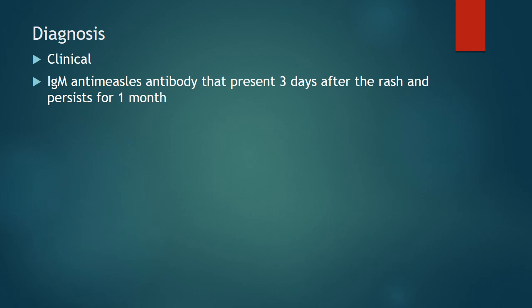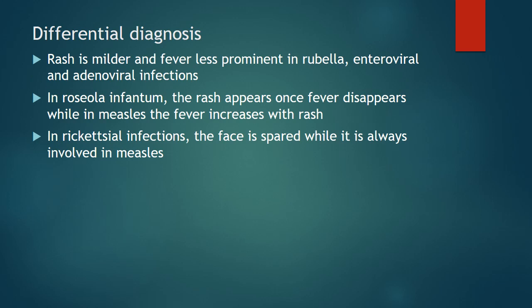So the diagnosis of measles is mostly clinical. IgM anti-measles antibody will be present 3 days after the rash and will persist for 1 month. Differential diagnosis. The rash is milder and fever is less prominent in rubella, enteroviral, and adenoviral infection. In roseola infantum, the rash appears once the fever disappears, while in measles, the fever will actually increase with the rash. In rickettsial infections, the face is spared, while it is always involved in measles.